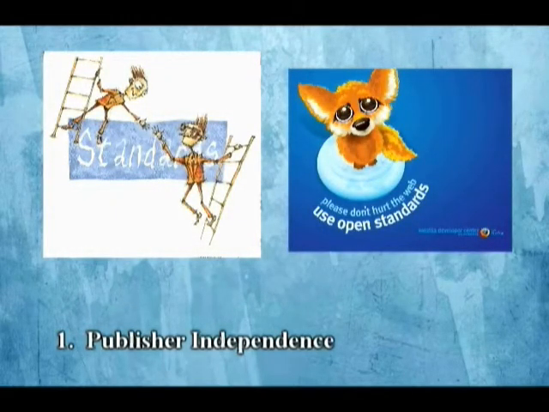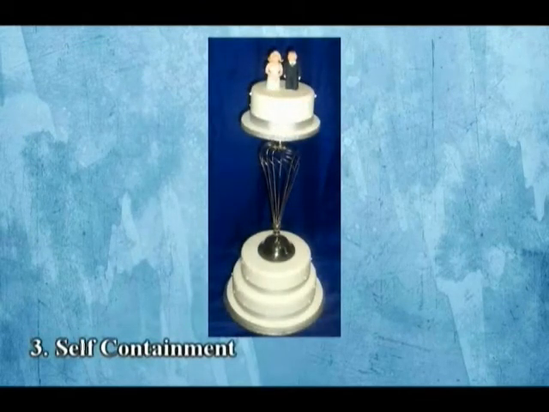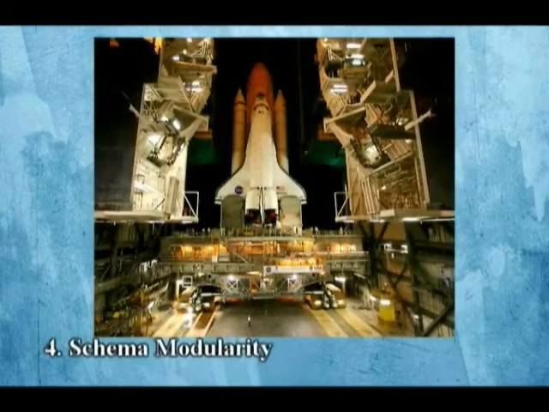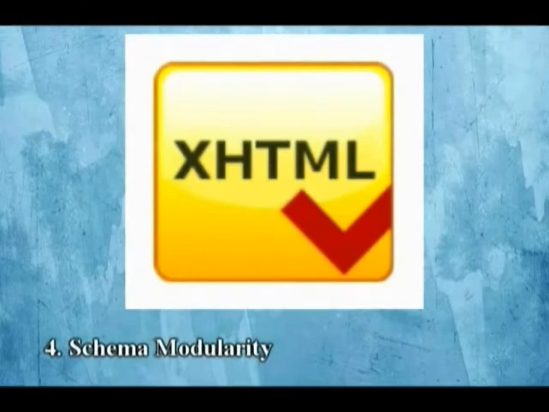Publisher independence means each site can use its own standards. When there is data reuse, data is not duplicated, so separate XML and HTML sections are not required for the same content. Self-containment is that HTML and the RDF are separated. When there is schema modularity, the attributes are reusable. Evolvability is additional fields can be added and XML transforms can extract the semantics of the data from an XHTML file.